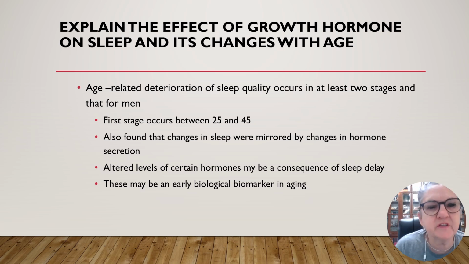Age-related deterioration of sleep quality occurs in at least two stages, and that for men. The first stage occurs between 25 and 45 years of age. It was also found that changes in sleep are mirrored by changes in hormone secretion. Altered levels of certain hormones may be a consequence of sleep delay. These may be an early biological biomarker in aging.